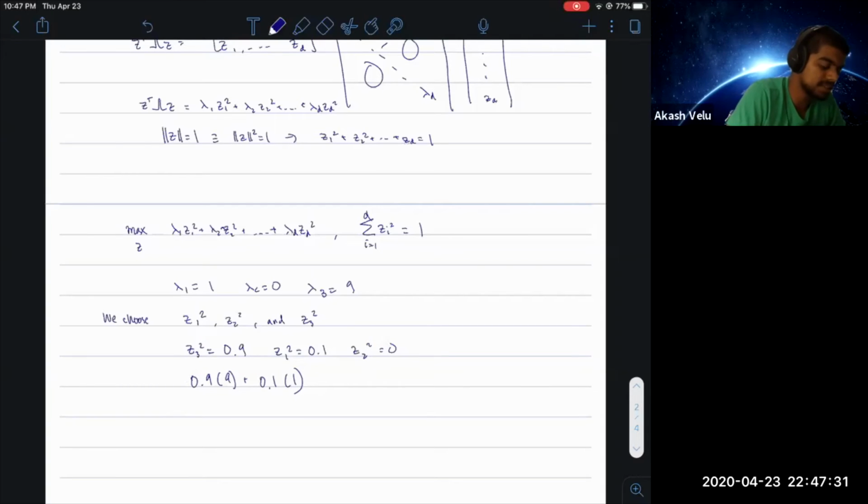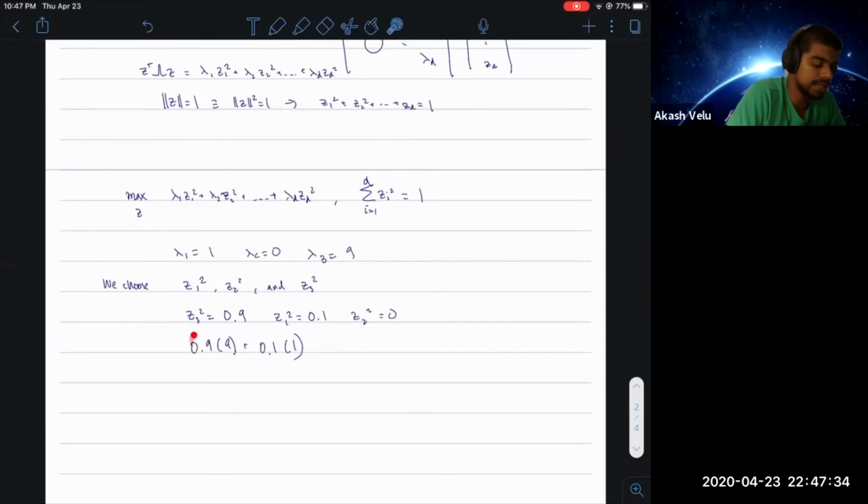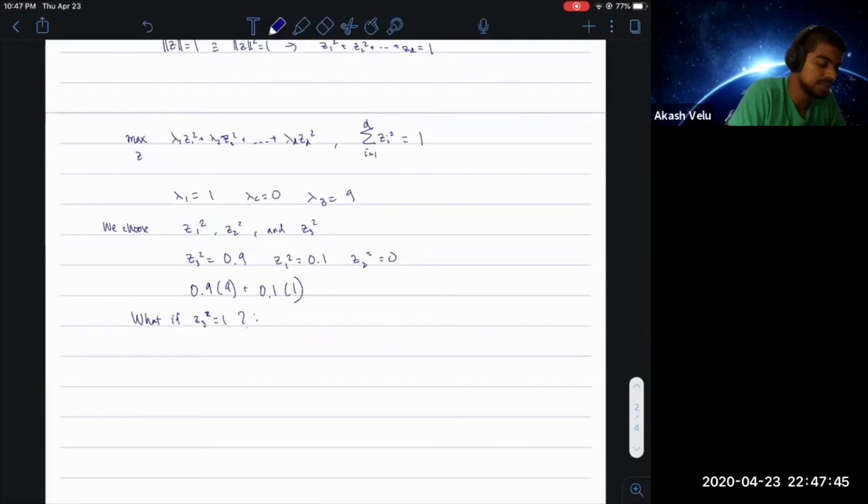In fact, we can, right? Because we're missing out by only assigning 0.9 to this most valuable thing. What if we made z3 squared equal 1? Then our resulting score is going to be 1 times 9 equals 9. Whereas this is going to be 8.1 plus 0.1, which is equal to 8.2. So we do better by just putting all of our weight onto the best one. And hopefully with this example, you see that you should always put all of your weight into your most valuable item, which makes sense from intuition.